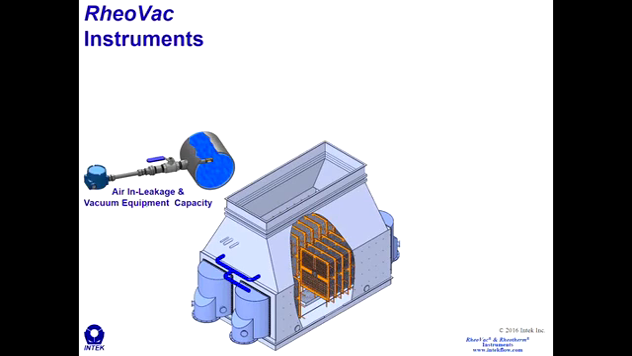So let's first talk about the REAVAC tool. Again, it gets installed in the air offtakes. So here would be a good location for one, or here, or in the common line leading to the vacuum equipment.